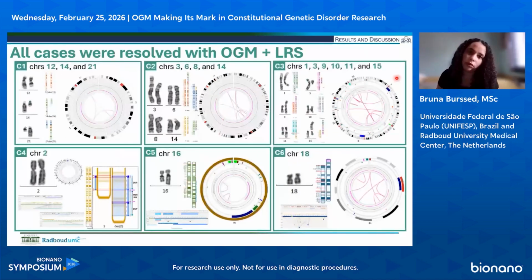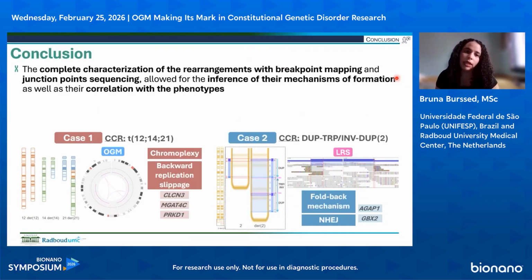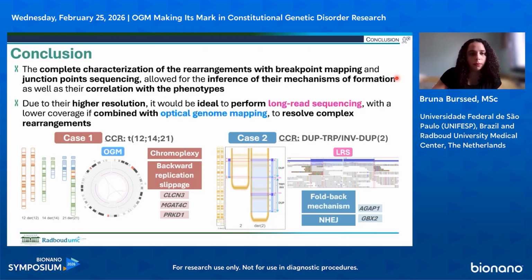So here again is the overview of all cases which were resolved. With this study, we can conclude that the complete characterization of the rearrangements with breakpoint mapping and junction point sequencing allowed for the inference of their mechanism of formation, as well as their correlation with the phenotypes. And due to their higher resolution, it would be ideal to perform long-read sequencing with a lower coverage if combined with optical genome mapping to resolve complex rearrangements.